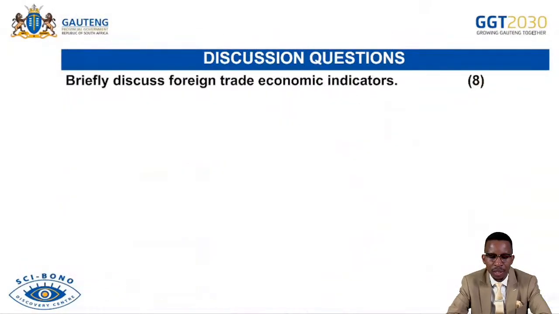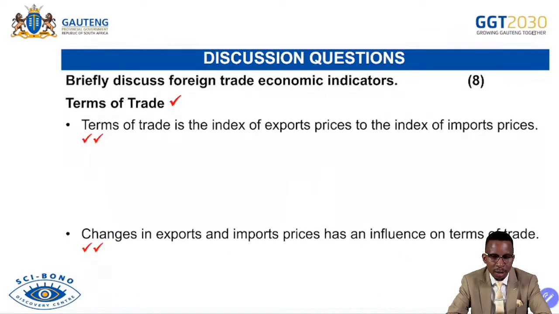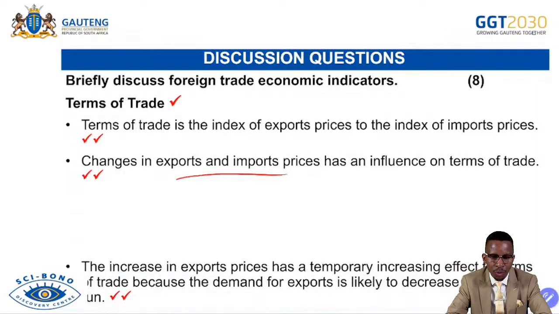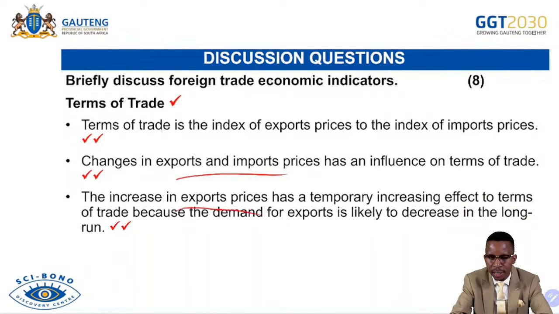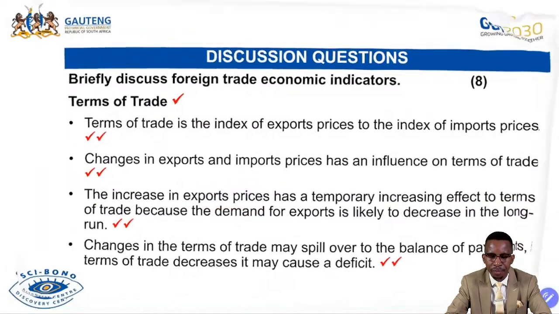And then we continue with foreign trade. Remember, terms of trade is the index or ratio of export prices to the index of import prices. Changes in export and import prices have an influence on terms of trade. So an increase in export prices has a temporary increasing effect on terms of trade because the demand for exports is likely to decrease in the long run. So that's why we say it is temporary. Changes in terms of trade may spill over to the balance of payments. If terms of trade decrease, it may cause a deficit.